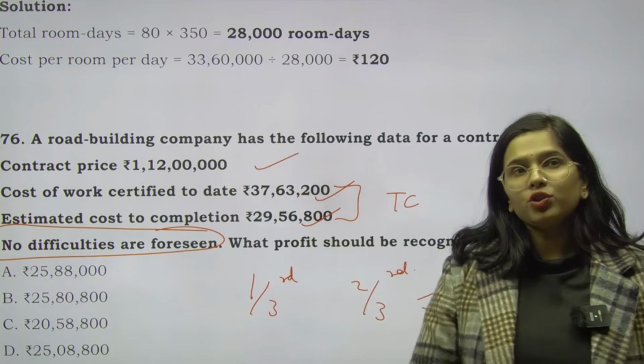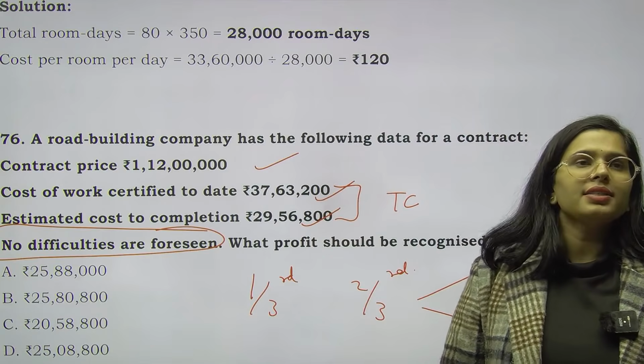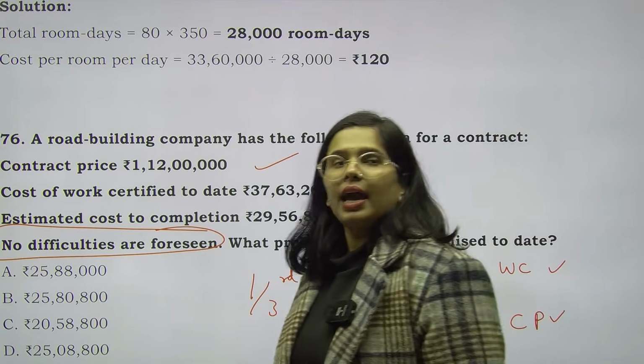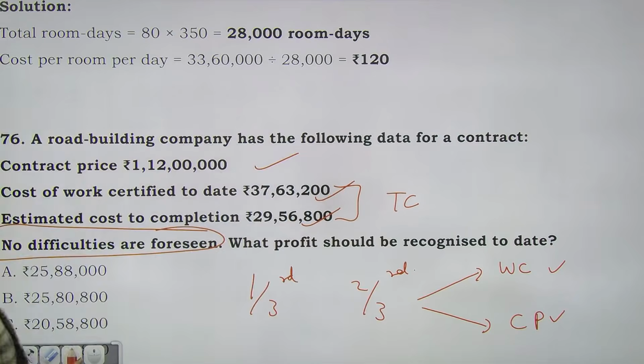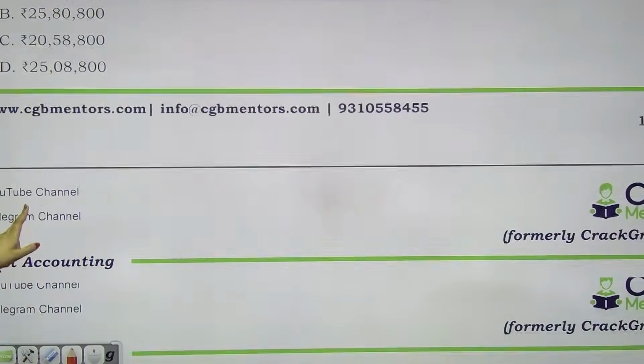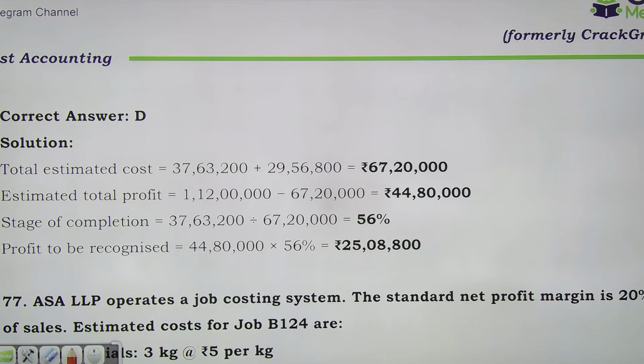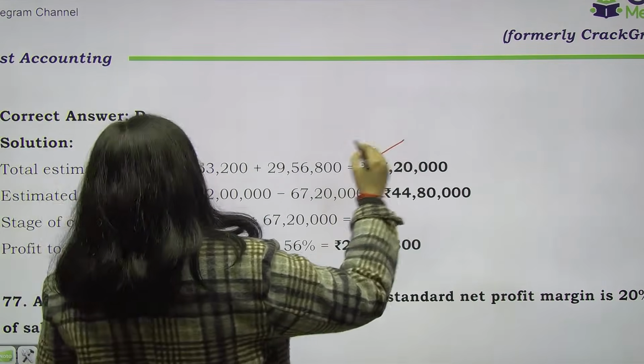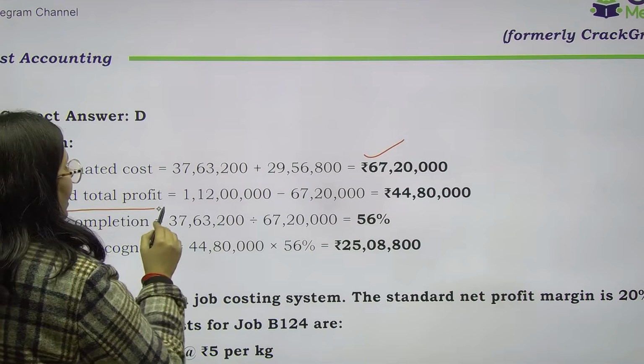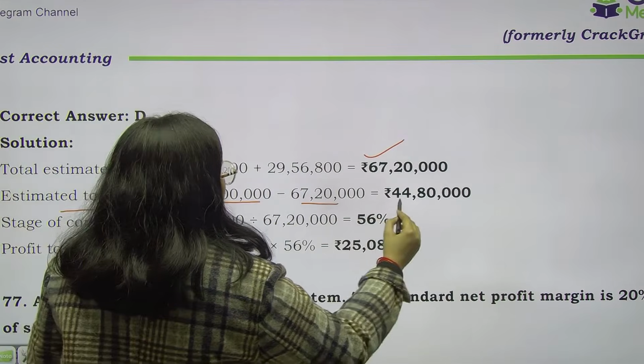Will I be able to calculate the profit? The answer is yes. Will I be able to calculate the profit? Absolutely, I will be able to calculate. Let us see that. So what is your total estimated cost? You have added the cost of work certified as well as the estimated cost. This is your total cost. Estimated total profit is this much.